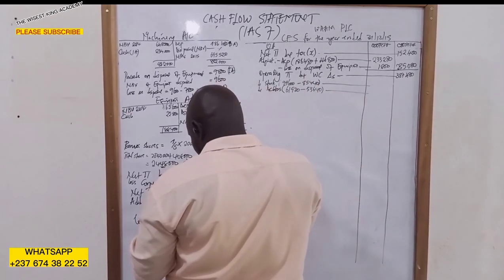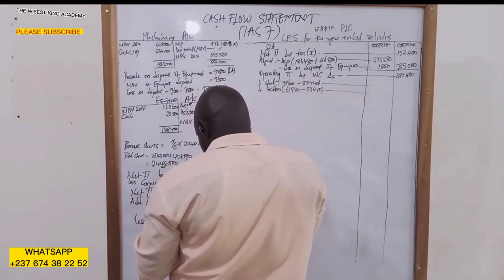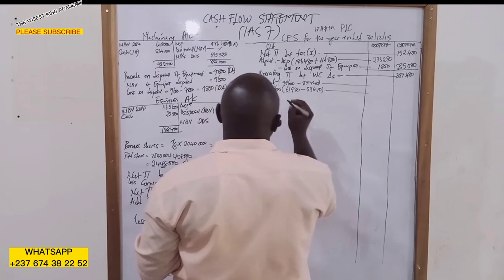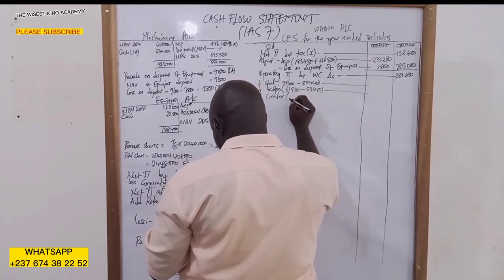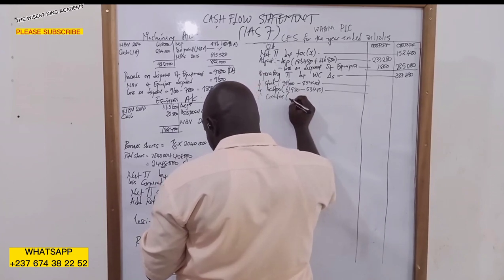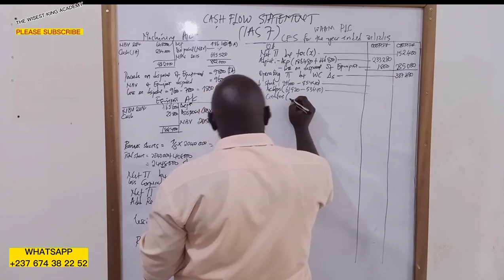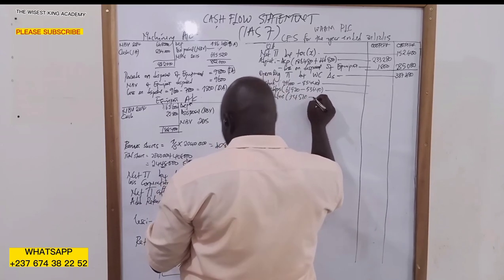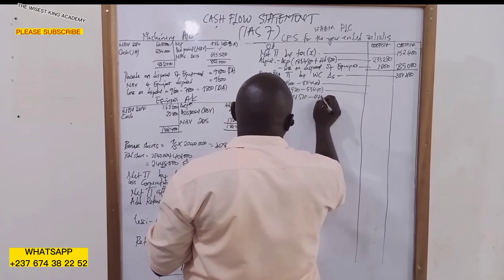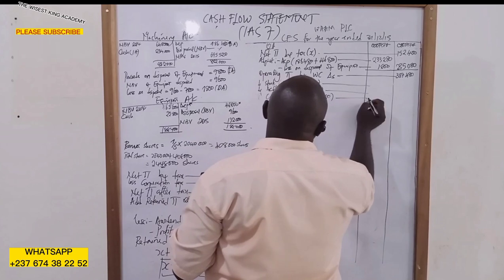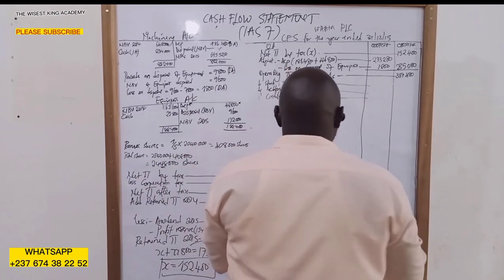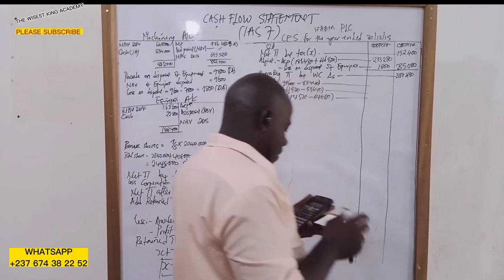Now let's go to accounts payables, that's creditors. There's an increase in creditors. So the increase is going to be 74,520 minus 64,080. Okay, we have this. So all of them are positive.